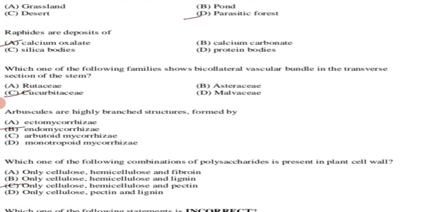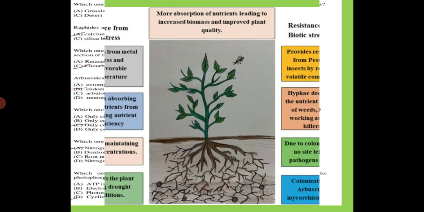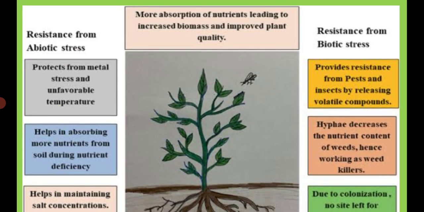Then the next question: arbuscules are highly branched structures formed by? The arbuscules are formed by endomycorrhiza. They have a number of significances for the plant. Arbuscules are a site of nutrient exchange between the plant and the fungi. Nutrients like phosphorus, carbon, sulfur, nitrogen and micronutrients are transferred between plant and fungi.